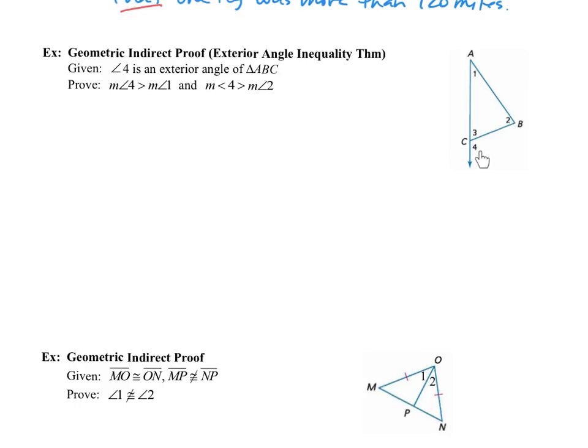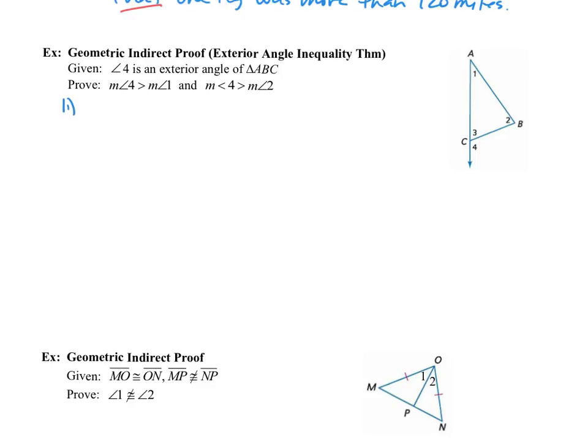So in other words, the measure of angle 4 is greater than the measure of angle 1, and the measure of angle 4 is greater than the measure of angle 2. So that's what we're given here. Angle 4 is an exterior angle of triangle ABC. We're going to prove that the measure of angle 4 is greater than either of those remote interior angles. But we're going to follow the same 3 steps that we did in the other proofs.